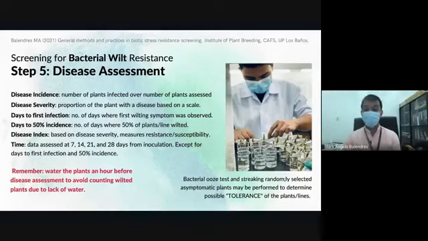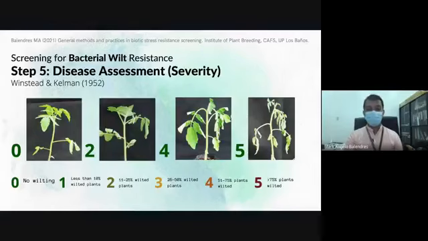So this is the disease assessment scale, or the severity scale, and we used the Winstead and Kelman, which was published in 1952. Before using this scale, we compared 3 different scales used for bacterial wilt, and we found out that this one is the most conservative one, which gives us very few resistant plants, while the other 2 rating scales were giving us a lot of resistant plants, but they're not really resistant when you test them in the glasshouse. We're working on a paper right now about this comparison of different rating scales, and so we're using the Winstead and Kelman.